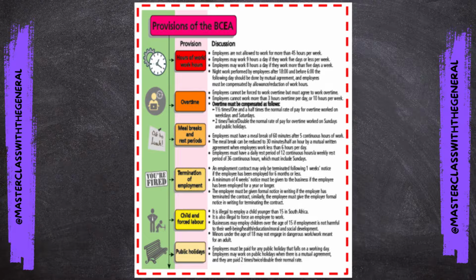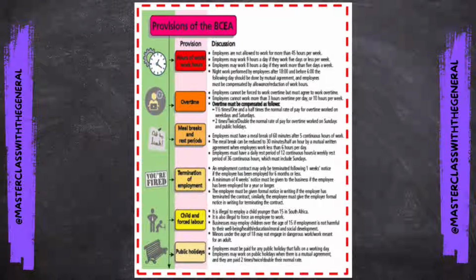The next one is child and forced labor. It is illegal to employ a child younger than 15 in South Africa. It is also illegal to force an employee to work. So there are two elements to it: no child labor and no forced labor.